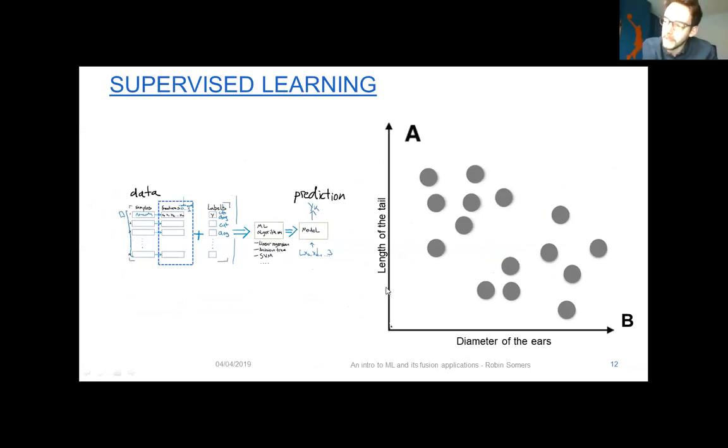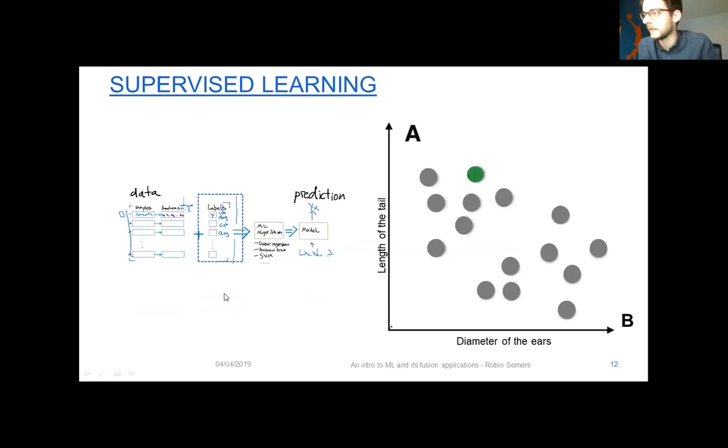So now we look at the length of the tail of the animal and the diameter of the ears. So this can be extracted from the image, right? And then for each image we can extract this and we can plot the dot inside the graph. So this is the feature extraction, a very important part of the process.